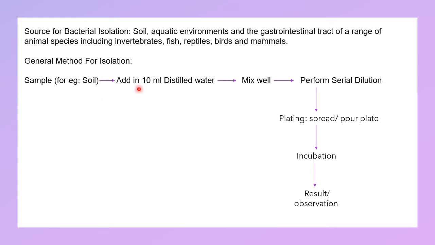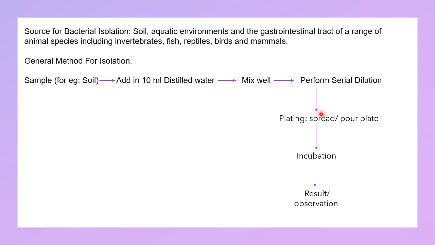If you have a soil sample, you add that in 10 ml of distilled water, mix well and perform serial dilutions. As we know, soil has a variety of microbes growing together, so you need to perform serial dilution. You cannot just take a loop full of your suspension and proceed for streaking. That will not cover all the bacteria present in your soil sample. So you perform serial dilution and try to plate out at least the last 3 or 4 dilutions. That will help you cover all the microbes present in your sample.